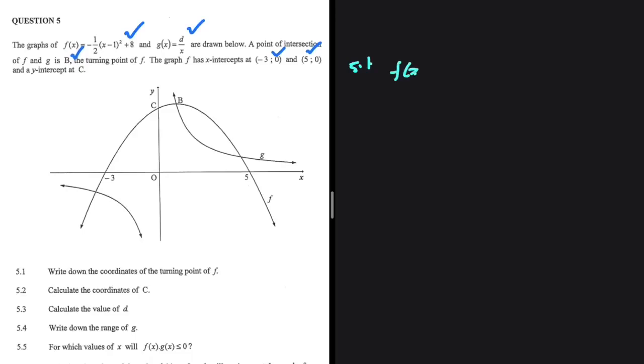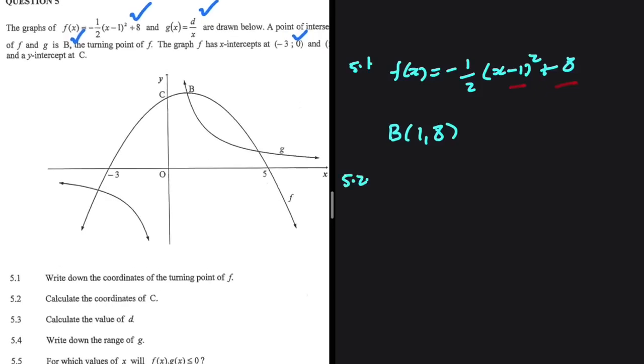Well, we are told that f of x is equal to -1 divided by 2 multiplied by (x minus 1) squared plus 8. When your equation is written in this format, 1 will be the x value of your turning point and 8 will be the y value of your turning point. So the coordinates of B, the turning point of f, is x equals 1 and y equals 8. That's pretty much basic. It's not a difficult question whatsoever. Let's go ahead and do 5.2.